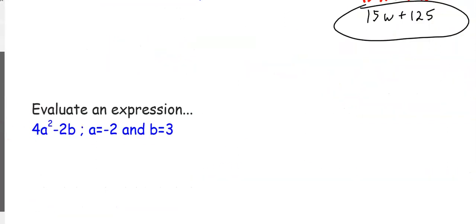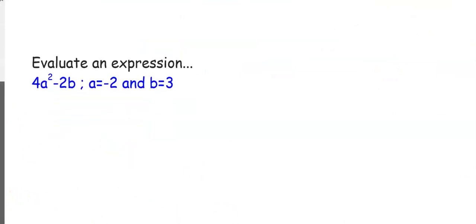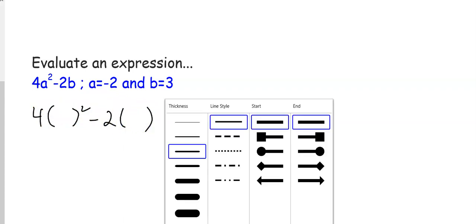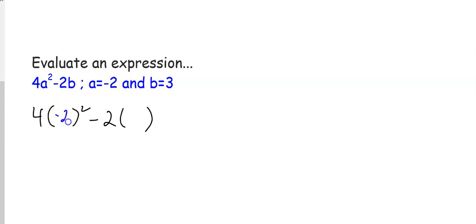And sometimes we have to evaluate expressions. So let's try to evaluate that. It's really important when you do this that you substitute in with parentheses. Here's what I mean. So 4 times a squared minus 2 times b. I would highly recommend using parentheses. So when you plug in a value of -2 for a, I'm going to put -2 in parentheses. I'm going to plug in 3 in parentheses.